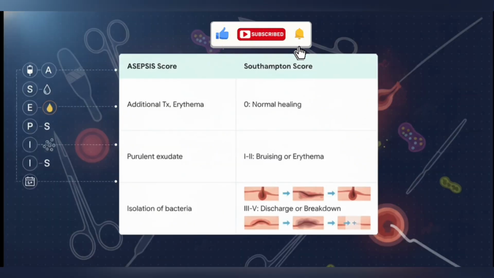We rely on a couple of scoring systems for these wounds, the ASEPSIS score and the Southampton score. Honestly, guys, for exams, just focus your energy on what the ASEPSIS acronym stands for. Is there additional treatment required? Serous discharge, erythema, purulent exudate, separation of tissues, isolation of bacteria, and has their hospital stay prolonged over 14 days. Southampton is more about grading the physical appearance of the wound from 0 to 5.